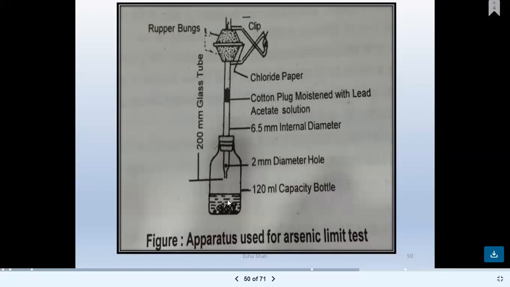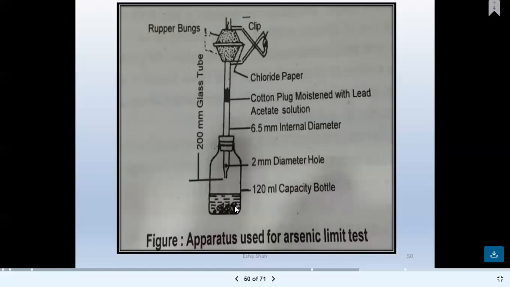If it touches, the liquid sample will go into it and gas will not be able to pass through the tube. So this placement of the tube onto the 120 ml capacity bottle has to be done with great care so that its tip does not touch the surface of the liquid. Through this hole, we are going to wait for a period of 40 minutes. During the waiting period, the arsenic impurity will get converted into arsine gas.